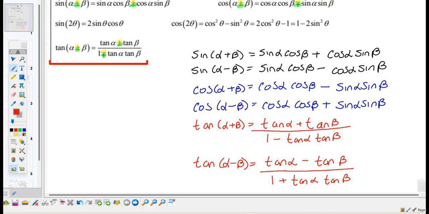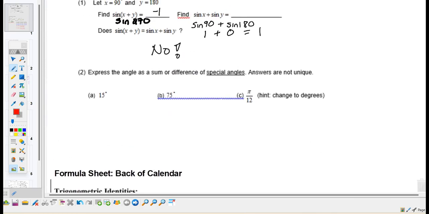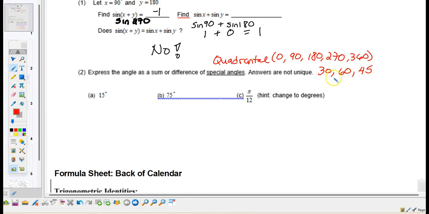All right, so let's go back up to the warm-up here. Express the angle as a sum or difference of special angles. So our special angles are any quadrantal. That was 0, 90, 180, 270, 360. Or from our special triangles, yes, those are coming back, 30, 60, 45. And then these reference angles in any of the quadrants. So if we go into quadrant 2 over here, for example, 180 minus 30, 180 minus 60, 180 minus 45.